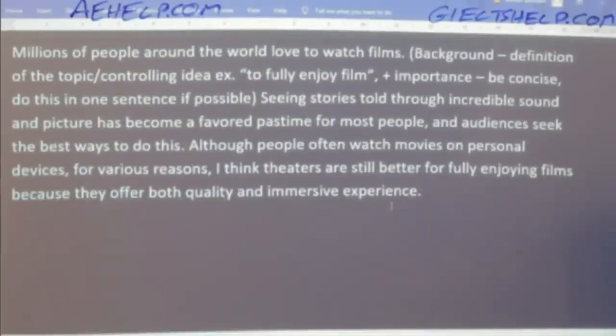Okay, sure. So let's do that. So let's start body paragraph 1.